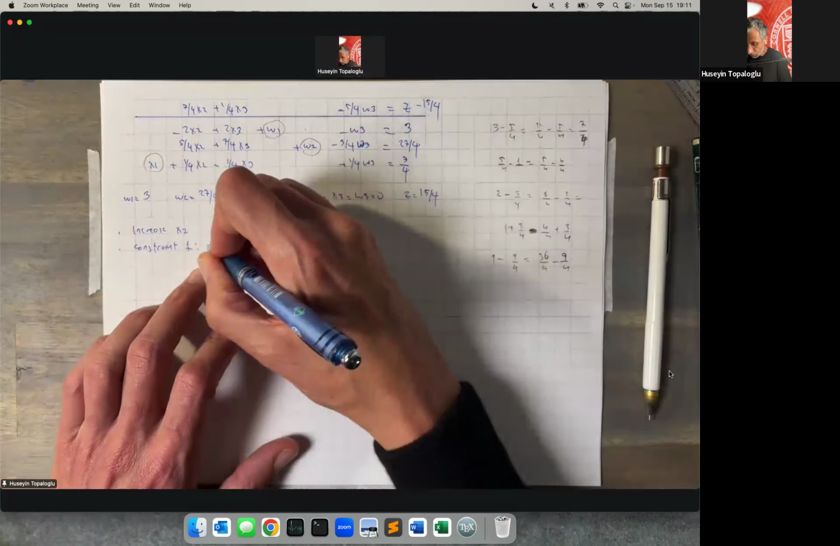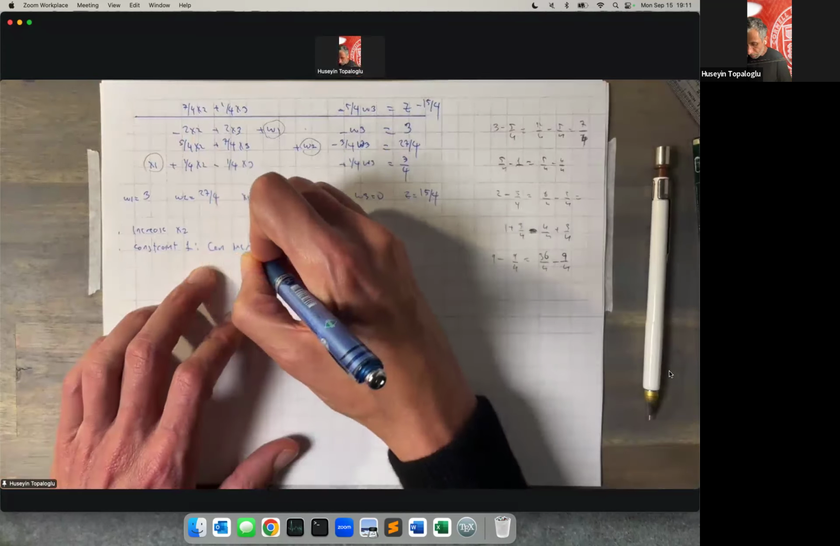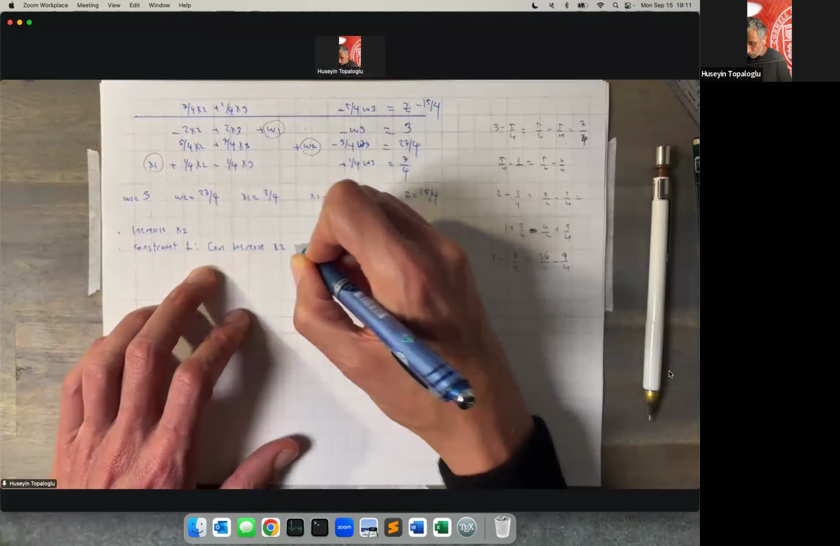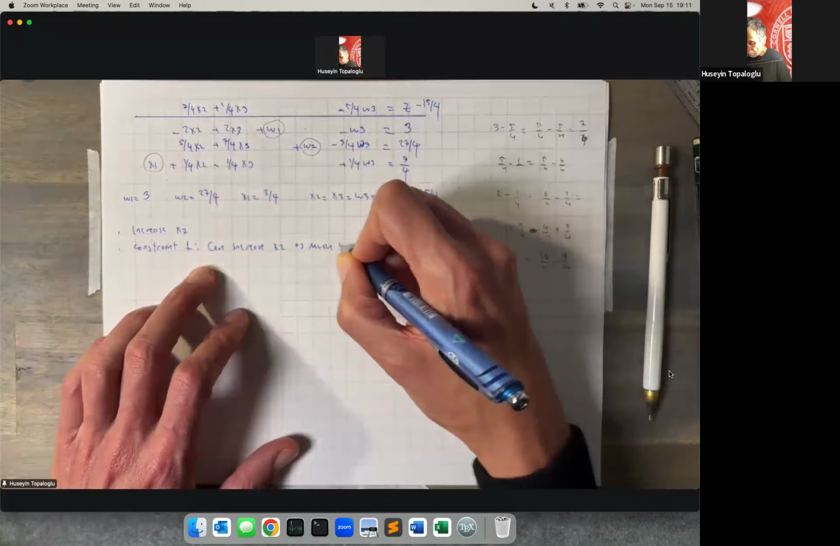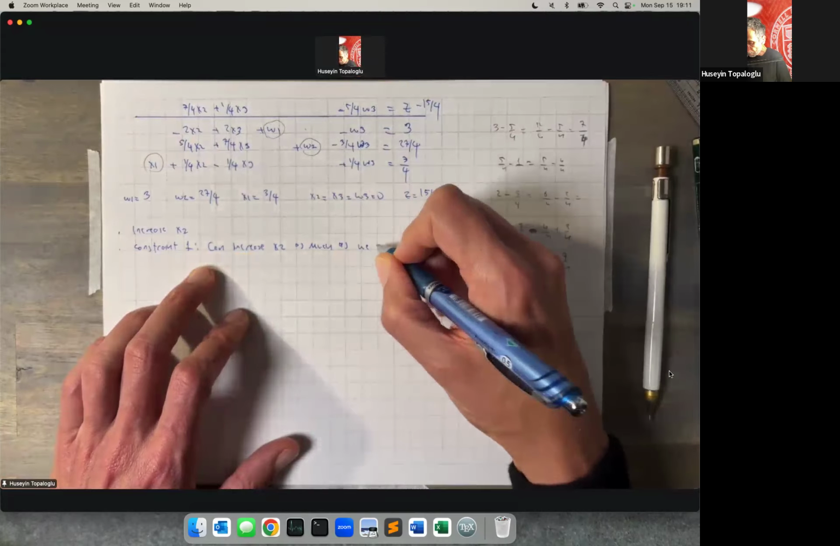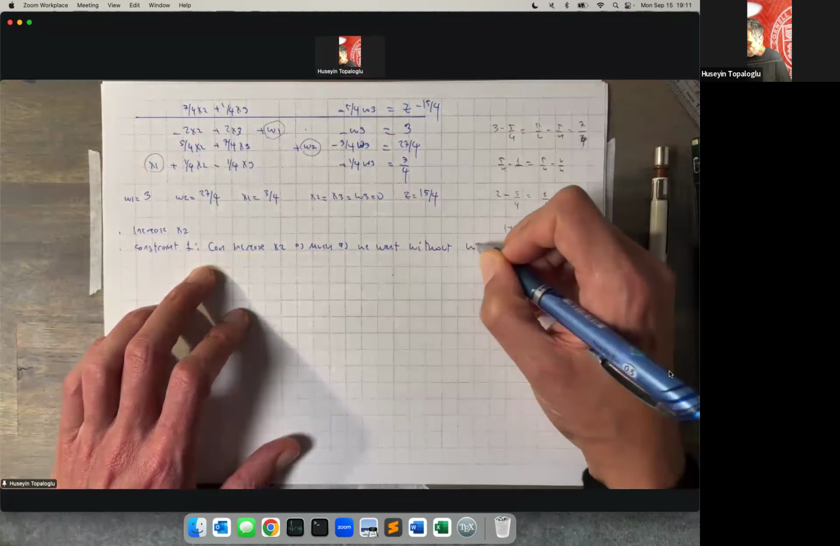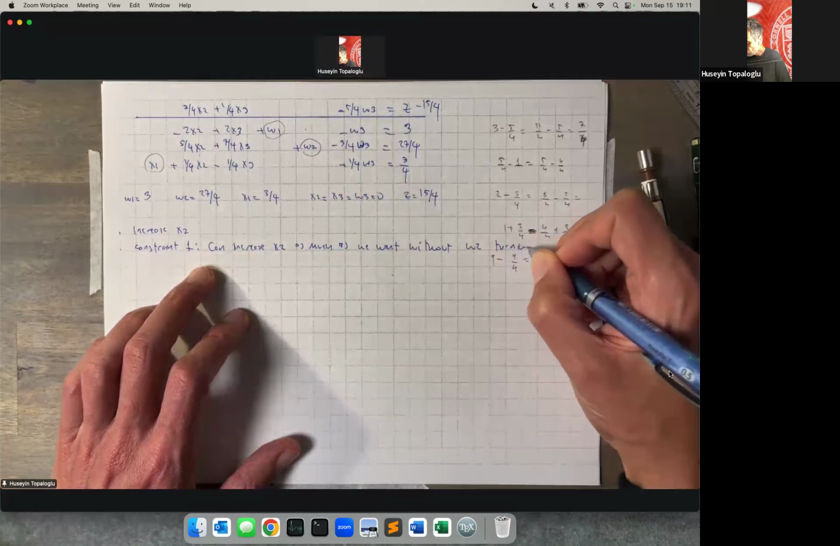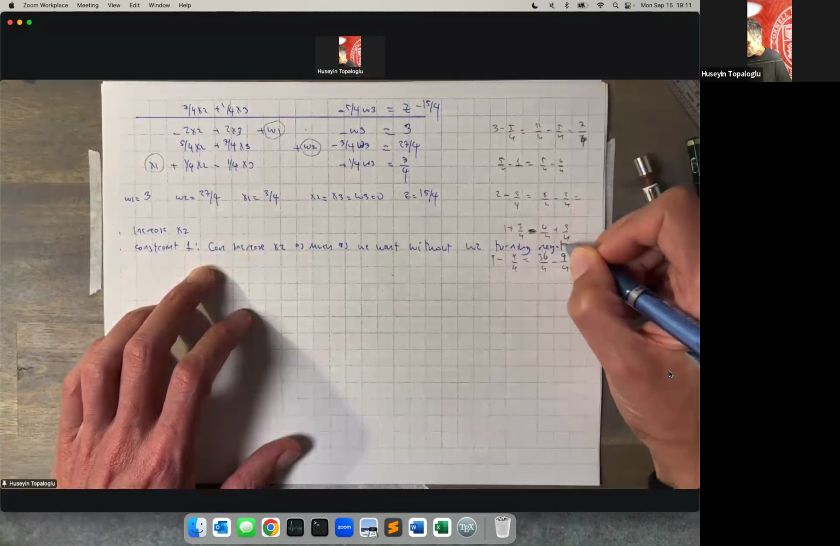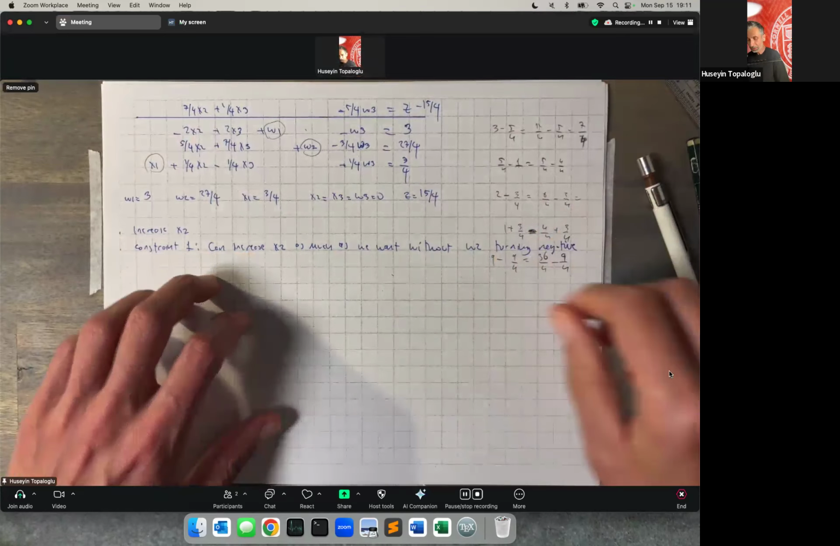So from the first constraint row, we can increase X2 as much as we want without W2 turning negative. Great.